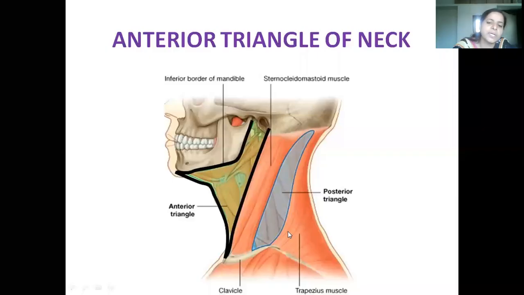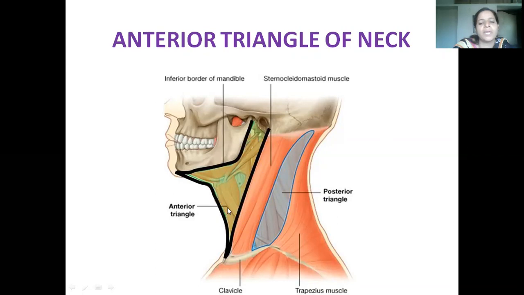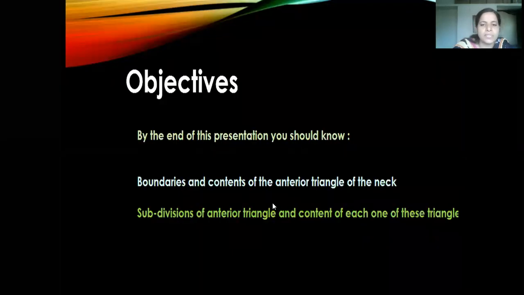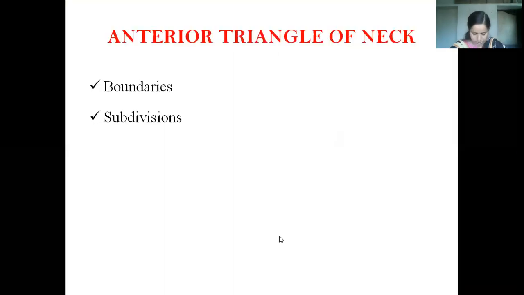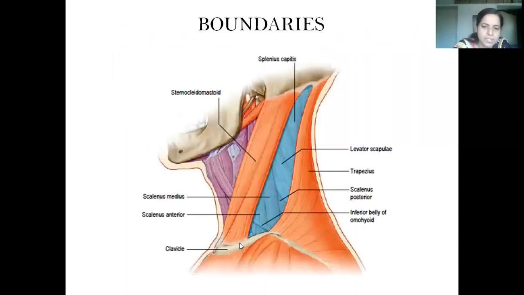Yesterday, posterior triangle. In front of the sternocleidomastoid, whatever area we have, that is anterior triangle. So we will see the boundaries and contents of anterior triangle, and also the subdivisions. Because posterior triangle was already asked, we can't say there may be an expectation of anterior triangle to be an essay this time. So we will see the boundaries and subdivisions.